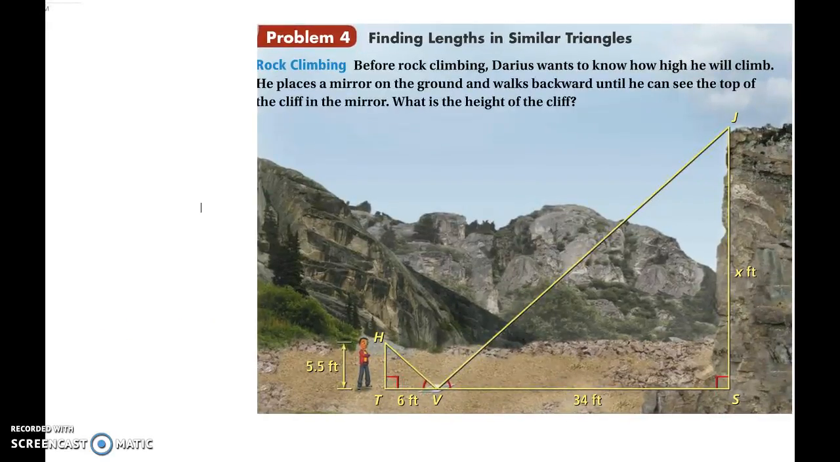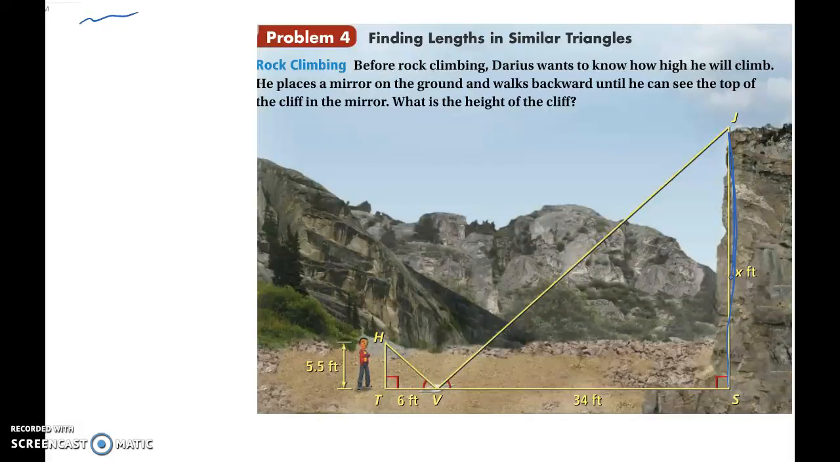So here we're going to do our work over here on the side, but here it says find the lengths in similar triangles. So, rock climbing. Before rock climbing, Darius wants to know how high he will climb. So he wants to know how high this SJ is. He places a mirror on the ground and walks backwards until he can see the top of the cliff in the mirror. What is the height of the cliff?